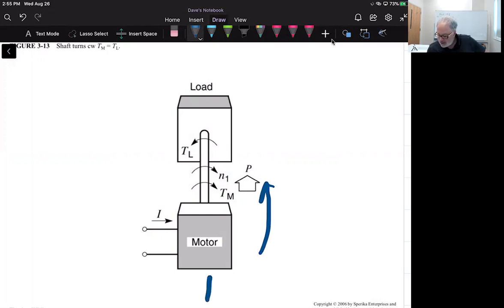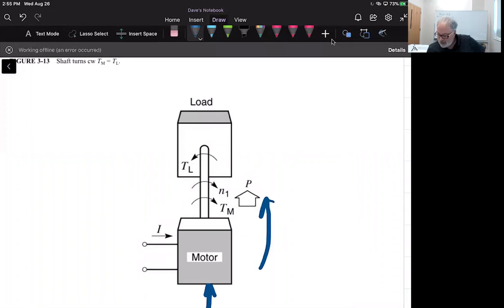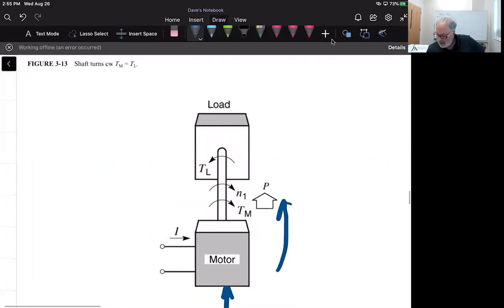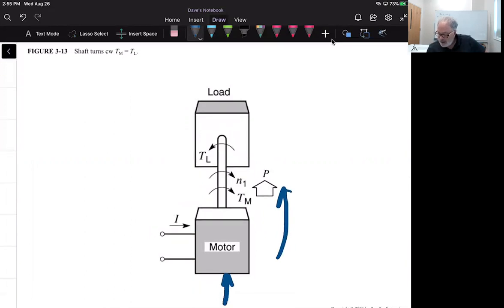So this is an electric motor, right? And there's this conversion going on, and we're converting electrical energy into mechanical energy through this mechanism of a connecting shaft. And so under those conditions, the motor is supplying power.